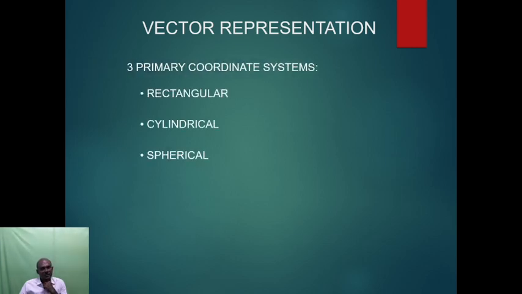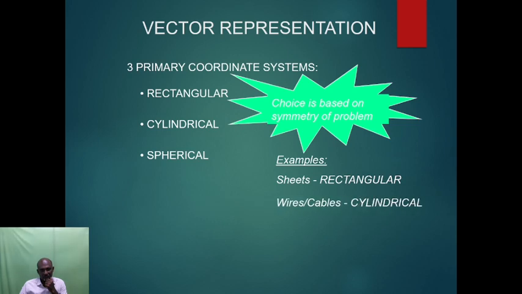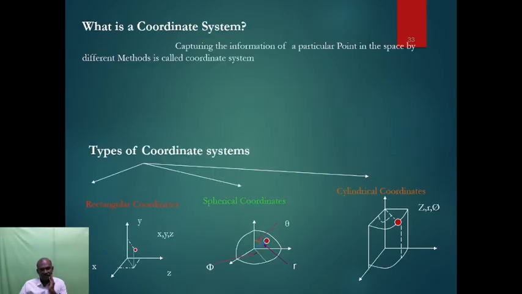For vector representation, we are using 3 types of coordinate systems: rectangular, cylindrical and spherical. A sheet or rectangle is an example for the rectangular coordinate system. The wires and cables are of the cylindrical coordinate system, so for analyzing wires and cables, we use the cylindrical coordinate system. Then spheres are analyzed by the spherical coordinate system.